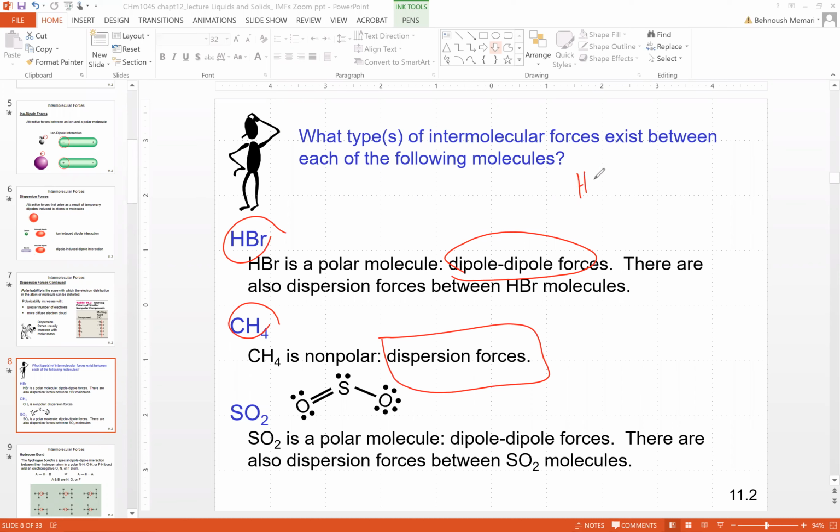If you have HBr and CH4, which one has the higher boiling point? Definitely HBr, because dipole-dipole is stronger than dispersion forces. The stronger the intermolecular force, the higher the boiling point. Now, what about SO2? You see, the SO2 molecule is not symmetrical. You have an sp2 hybrid molecule here, with 3 electron domains, and they are not occupied similarly, because you have a pair of unshared electrons.